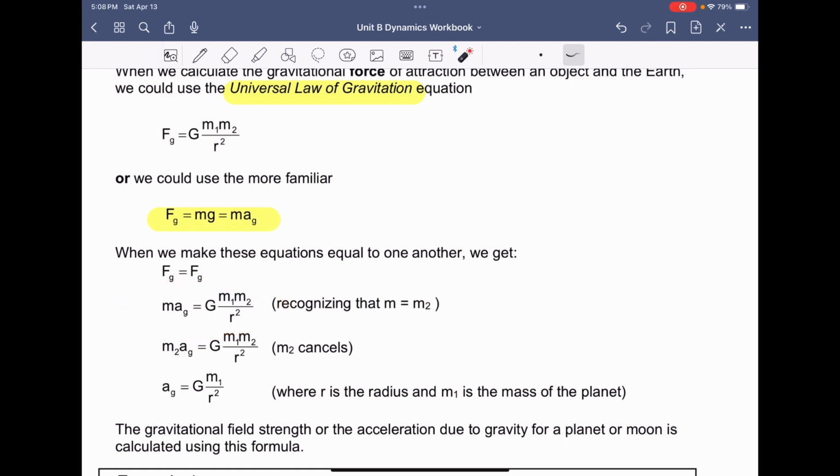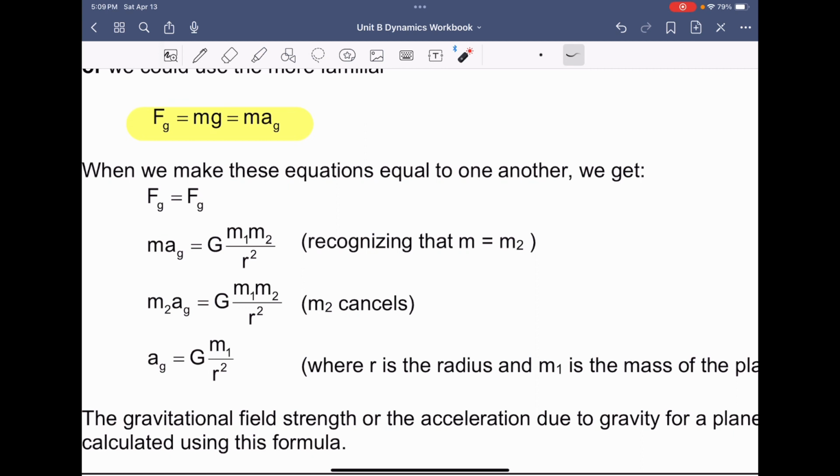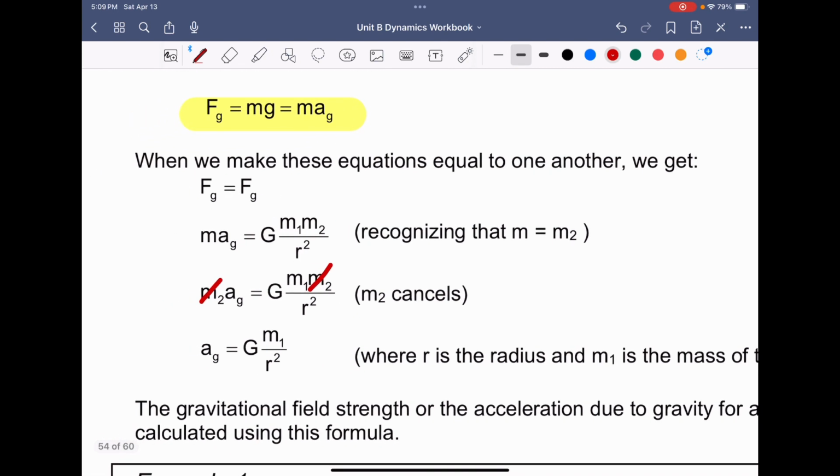And what I want you to see is that the masses are going to cancel out. The m on the left cancels with the m on the right, and therefore we get this acceleration due to gravity, g, equal to ag, which is equal to G m1 over r squared.